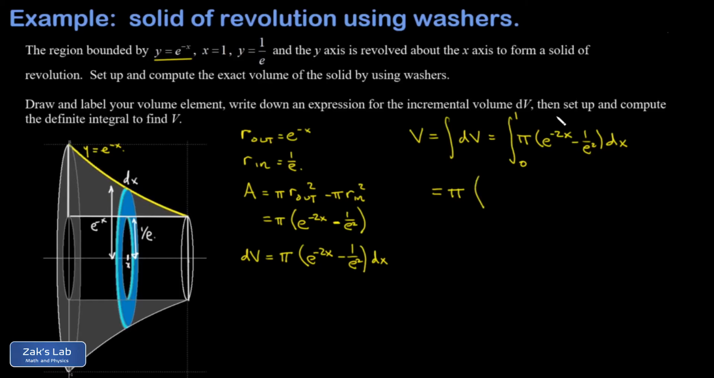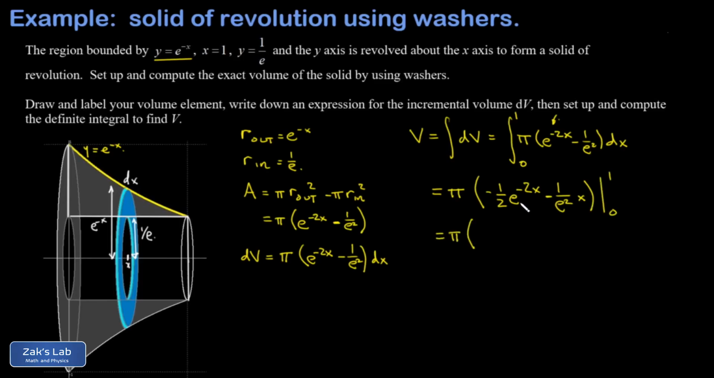And then I need the antiderivative of e to the negative 2x. And this is a simple chain rule backwards kind of thing. This is negative 1/2 e to the negative 2x. And if you want to verify on your own, when you differentiate that expression, you do get e to the negative 2x out of it. The second term was just a constant, so that integrates to 1 over e squared times x. And then I evaluate as x goes from 0 to 1.